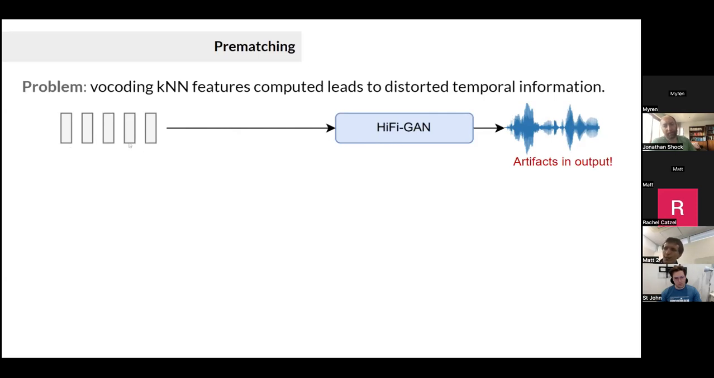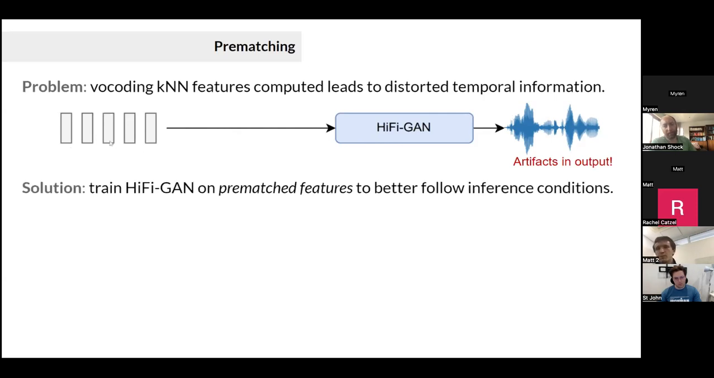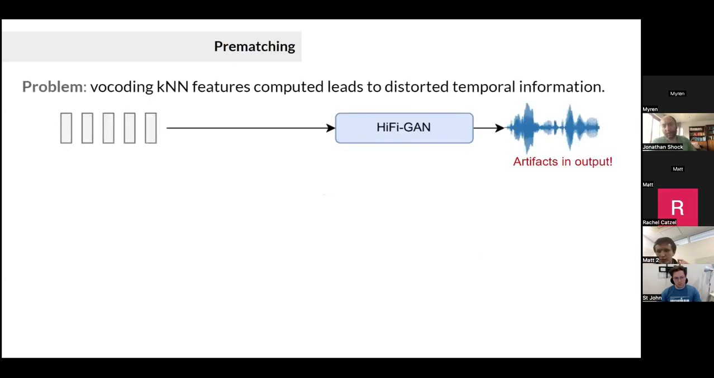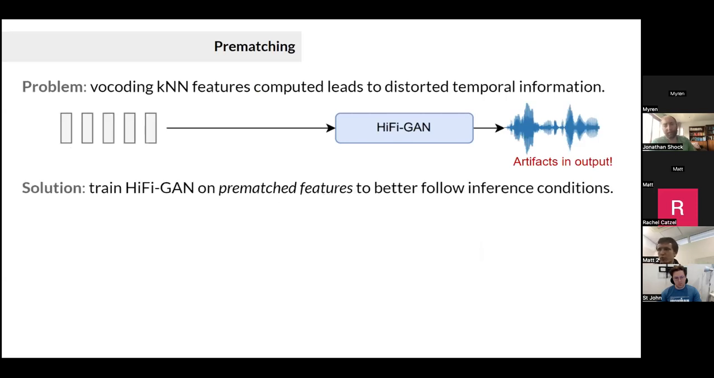Nothing too fancy there. But the problem here is that at inference time, each of these features are actually selected from different parts of our reference. We literally stitch them together from different parts. So they can have different pitch information in them and different other things. And this leads to boundary artifacts. We get these weird boundary artifacts from stitching these things together.